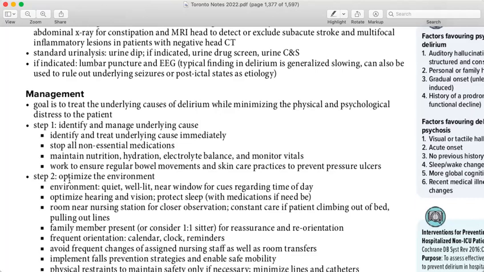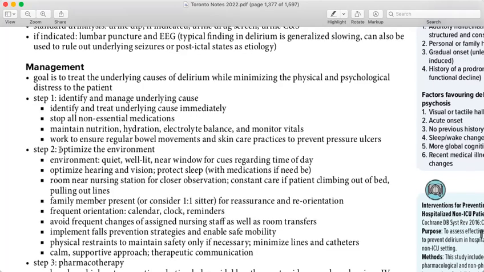Monitor vitals. Then work to ensure regular bowel movements, because constipation can also lead to this, and use skin care practices to prevent pressure ulcers. Maybe having a bed sore leads towards sepsis, and sepsis leads towards septic shock, leading towards delirium. Optimize the environment. This is important because this optimization is also done in dementia, because a lot of people are irritable in those conditions as well.